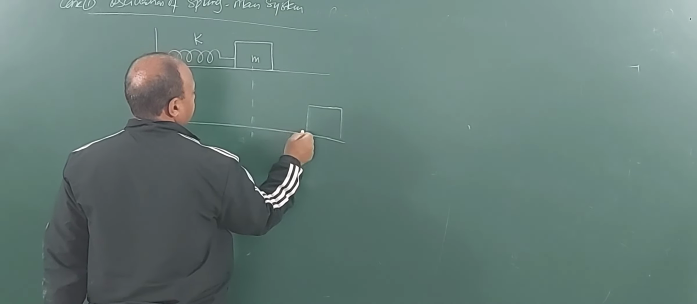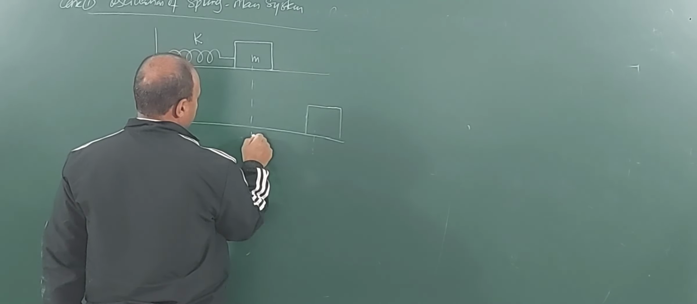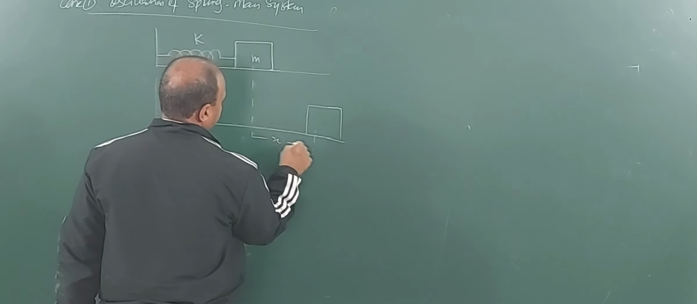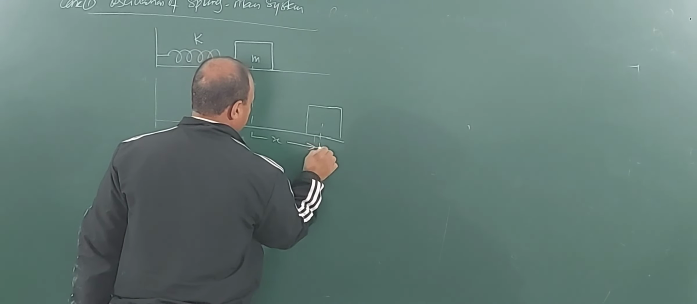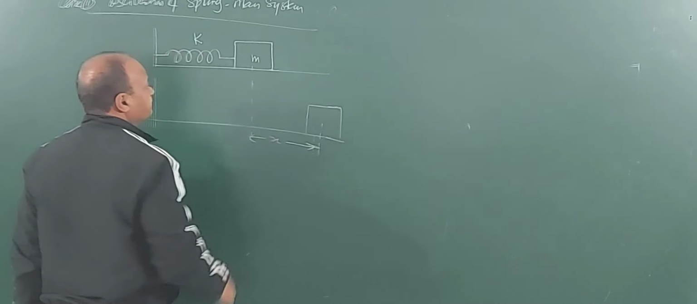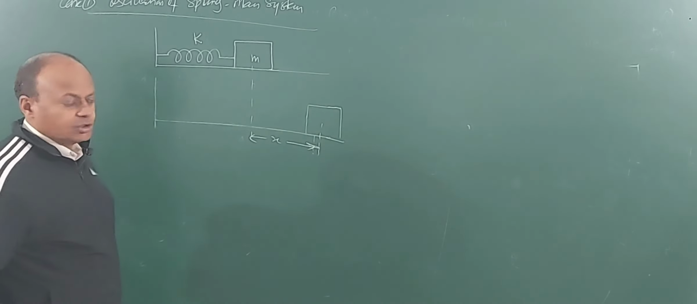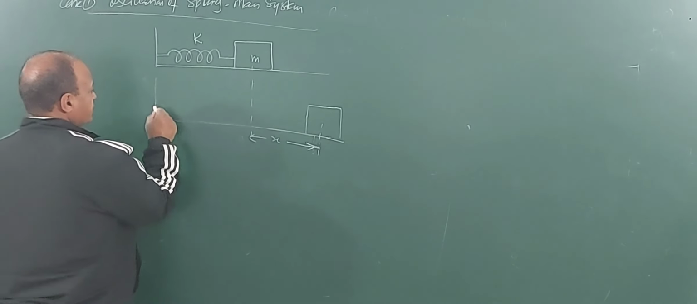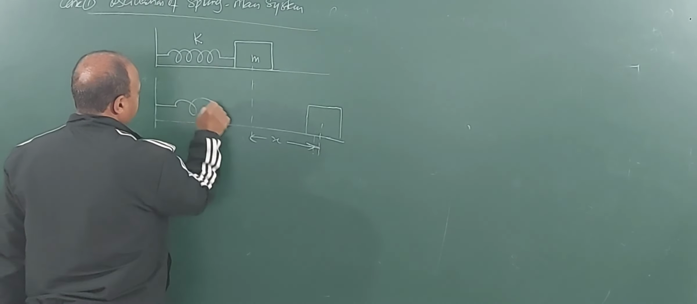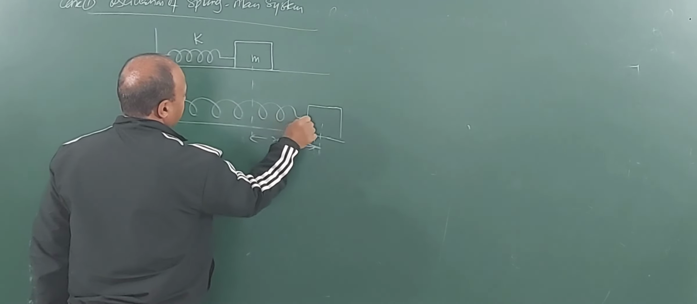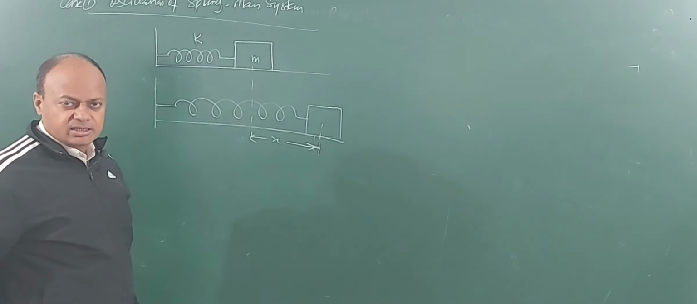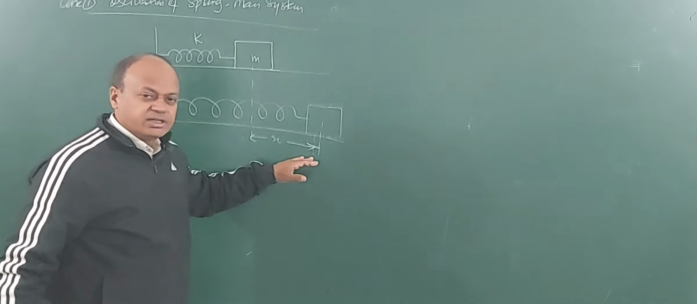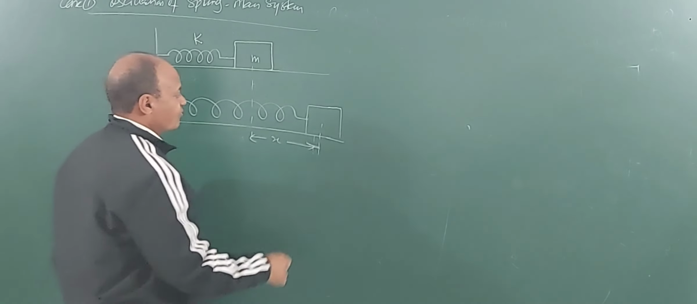By what distance does it come? X. We are taking the distance from the center of the mass, the geometrical center. So obviously you can see the spring will be elongated. And what will be the elongation? X. So when the elongation is X, children, there will be a restoring force.